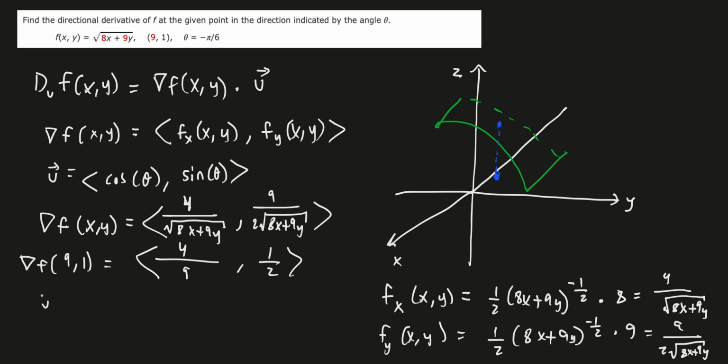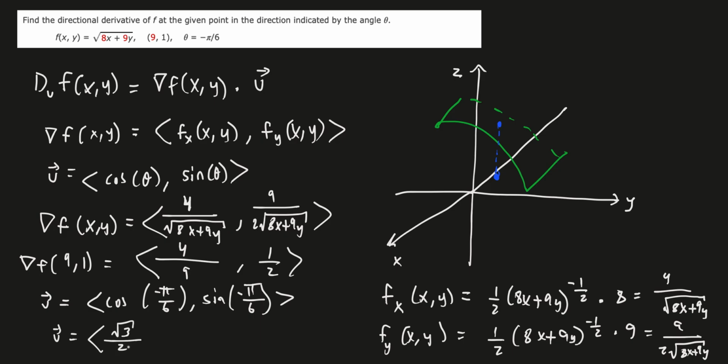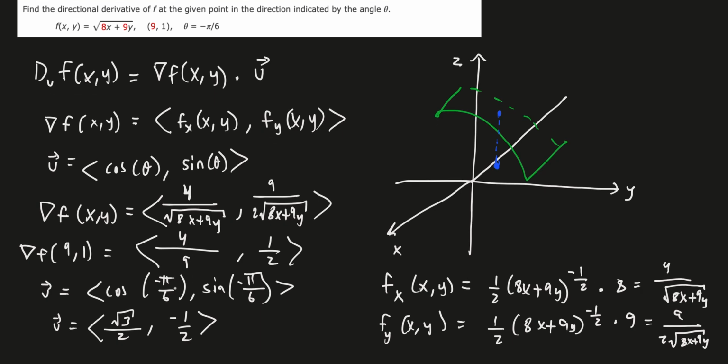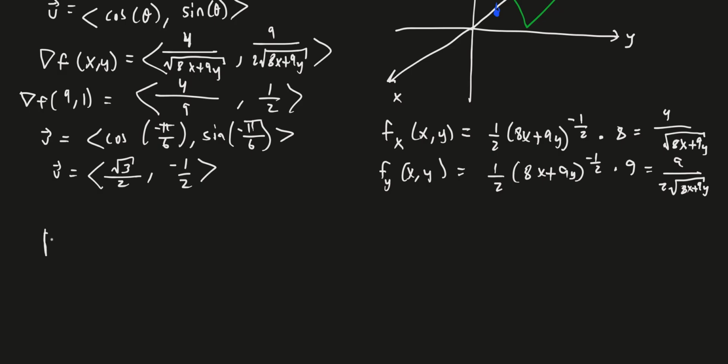And then the unit vector is the cosine of negative pi over 6, comma, the sine of negative pi over 6. The cosine of negative pi over 6 is the square root of 3 over 2. The sine of negative pi over 6 is negative 1/2. We can find our directional derivative now. So the directional derivative in the direction of our unit vector of our function at 9, 1 is the gradient of our function at 9, 1 dot product with the unit vector.